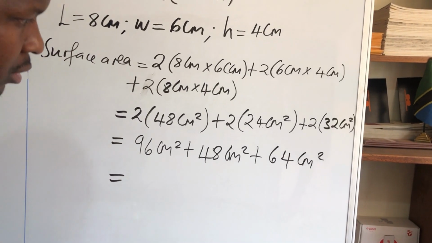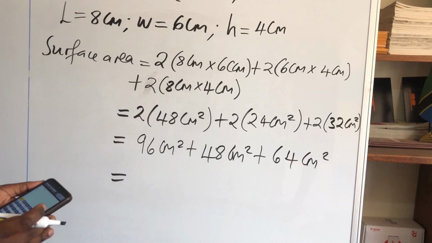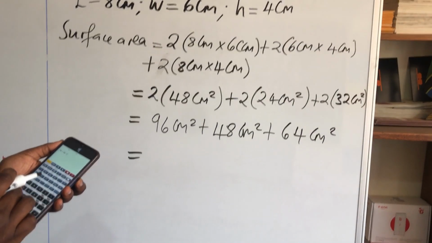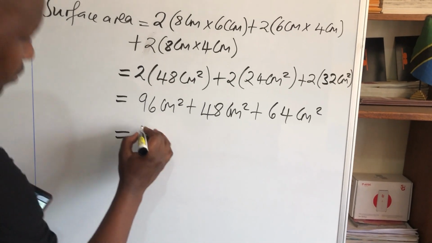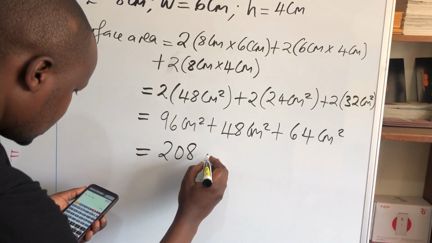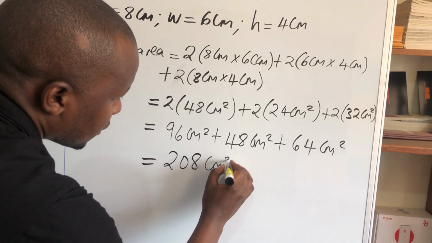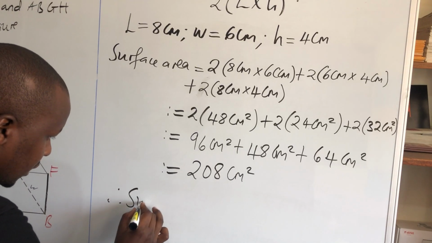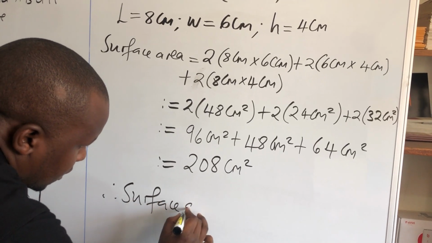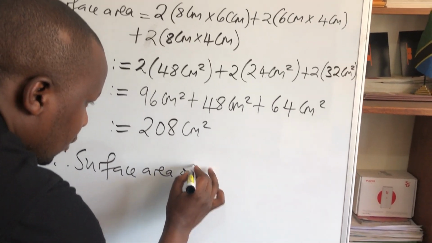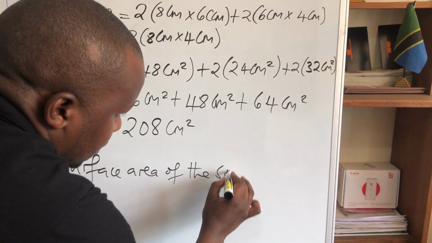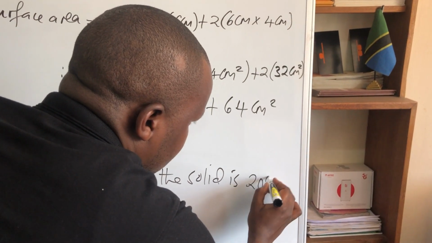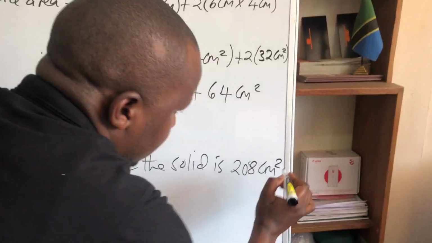So now we operate all the terms. 96 by calculator, we plus 48, we plus 64, so it will be 208 centimeter square. So this now will mark the surface area. So the surface area of the solid is 208 centimeter square.